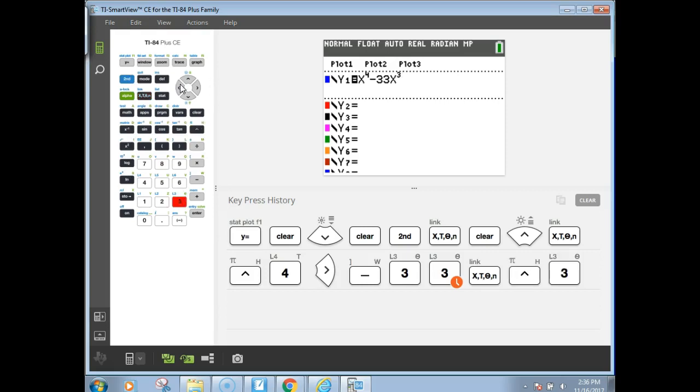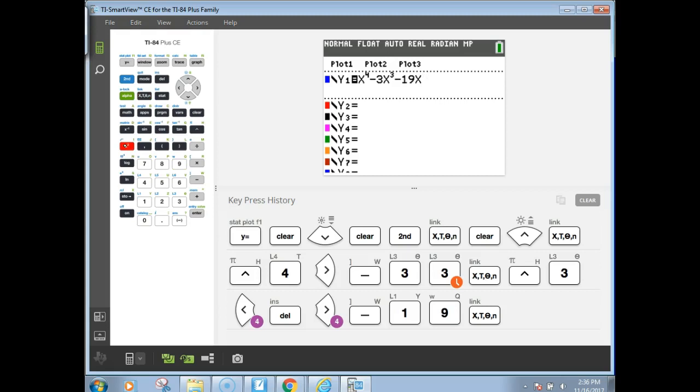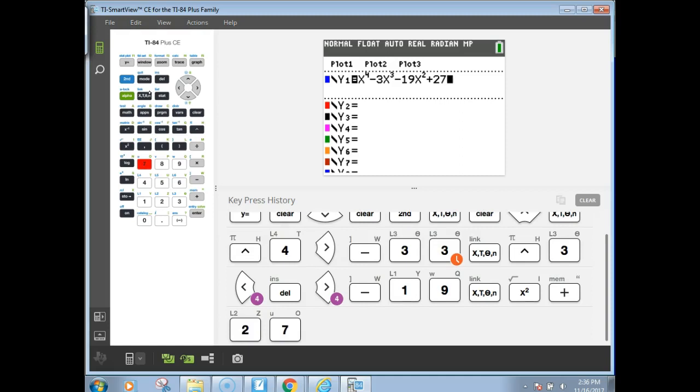Oh no, how'd I get a 33? It's going to take me longer than I've got time just to type this in, because I'm slow with this thing. All right. What's next? Minus 19x, and then plus 27x, and then plus 3. Okay, I just did mine in descending order.